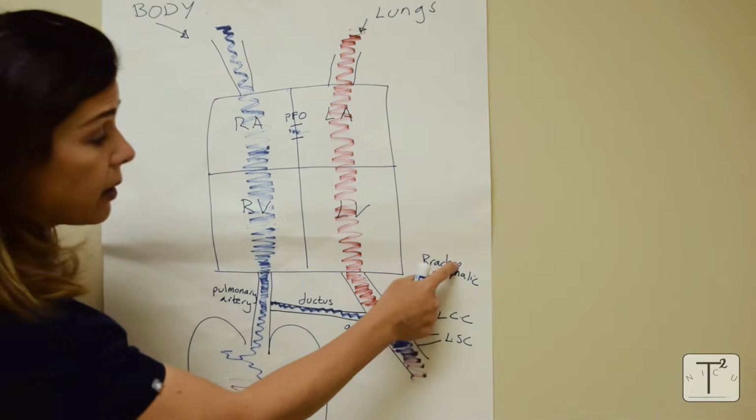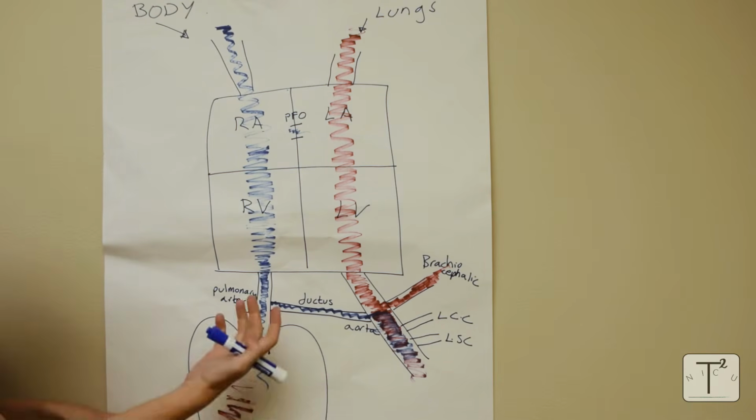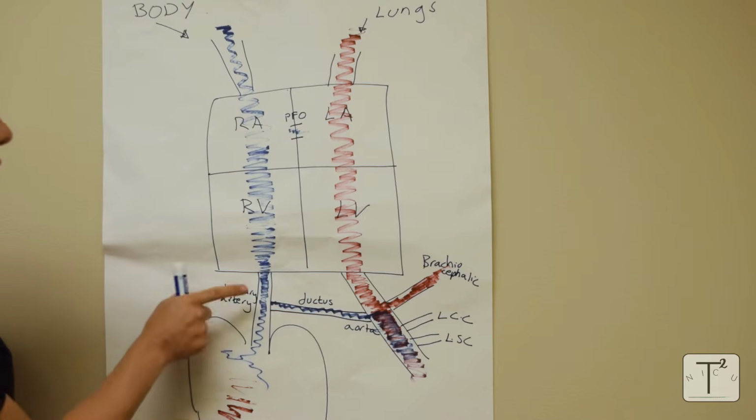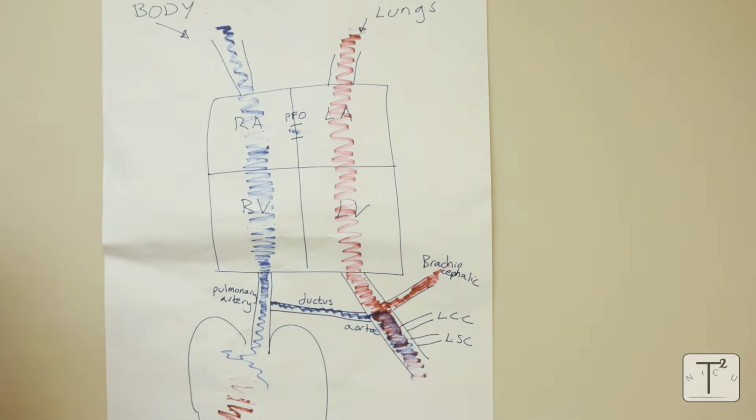So pre-ductal blood immediately after the baby is born, the reason why you would expect it to be much brighter red blood and have a higher oxygen saturation is because the pulmonary pressures don't drop immediately, so you still have a little bit of right to left shunting, and the brachiocephalic is pre-ductal.